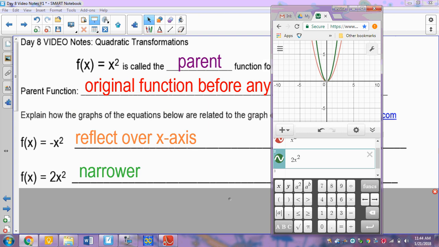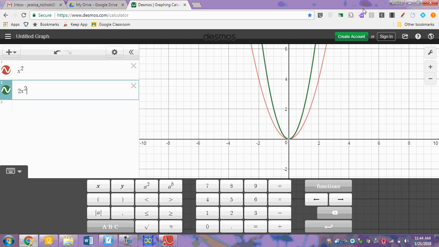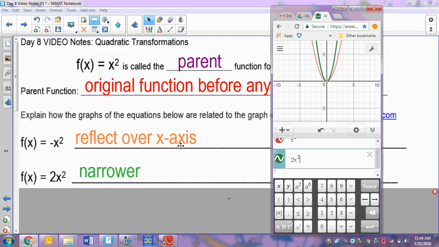All right, so now let's talk about the red function is my parent function. The green function is the new one, the 2x squared. What did this function do? Okay, so let me make it bigger so we can look at it more closely. You could say that it got narrower. Okay, the red function is the parent. The vertex is still at the point 0, 0, but the green function got narrower. Okay, so that's what we wrote there.